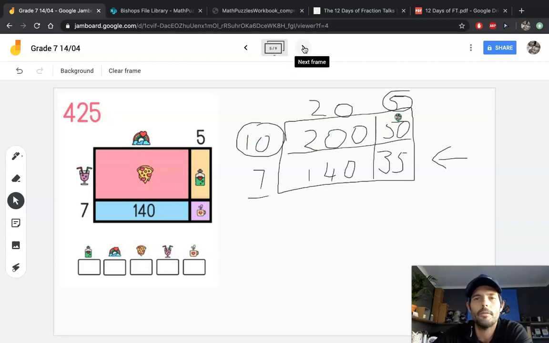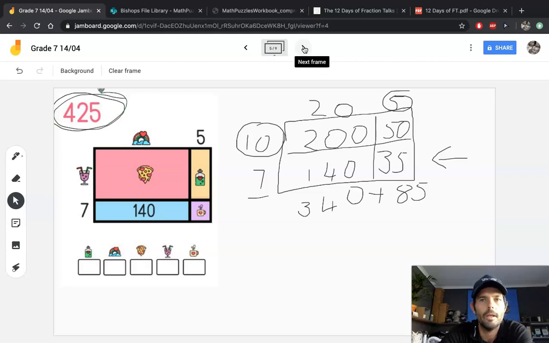Okay, now all that's left for me to do is either add vertically or horizontally. So if I add 200 and 140, I get 340. And if I add 50 and 35, I get 85. And if you add those together, you should get your 425, which is what we're looking for in the top left-hand corner. Okay, guys, well done if you worked that out.